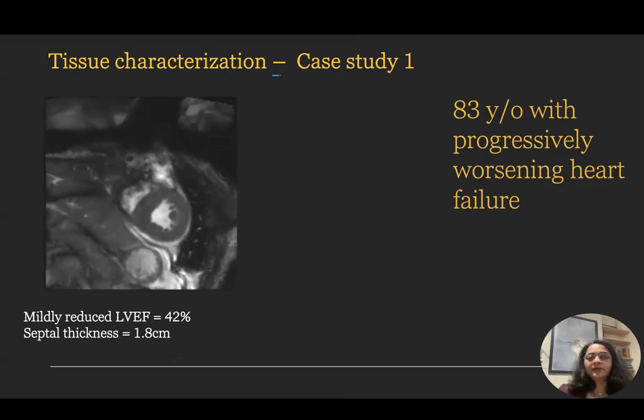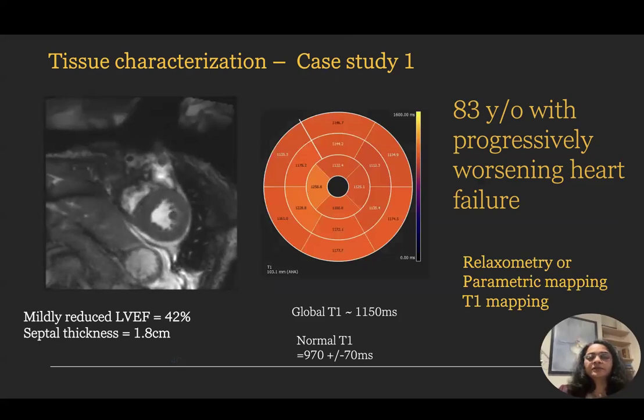In this elderly patient with progressively worsening heart failure, the cine images show an increased septal wall thickness and a mildly reduced LV ejection fraction of 42%. On T1 mapping, the native T1 is markedly increased in a global pattern. The T1 mapping is a pre-contrast sequence that can provide important tissue characteristics, as we will see in the next slides. T1 mapping may also be referred to as relaxometry or mapping.